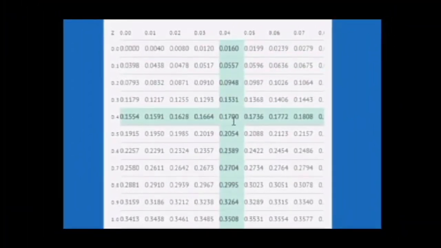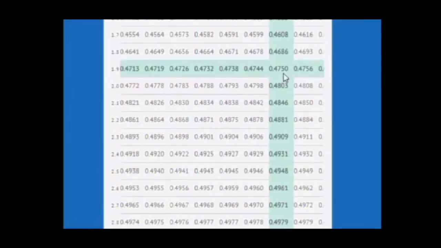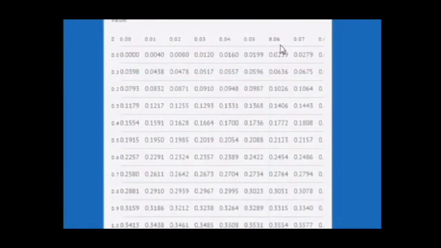Now, to find our critical value, we'll use the table and look for our decimal point. As you can see here, it is 0.475 under the row 1.9. It is also under the column 0.06 on the upper part. So now our critical value would be 1.96.